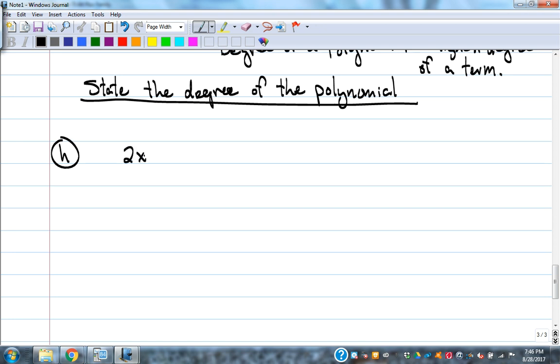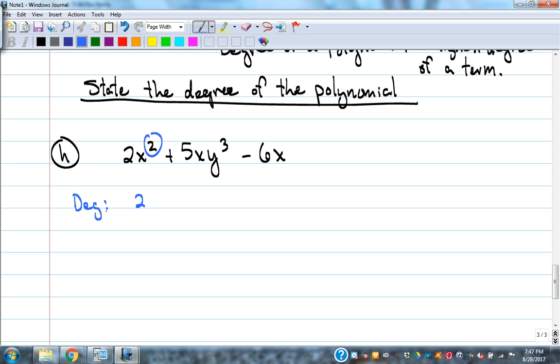So here we go. We've got 2x to the second, 5xy to the third, minus 6x. Okay? So we want to state the degree of the polynomial. So this polynomial has how many terms? 3. There are 3 pieces that are added or subtracted together. So that means we need to find the degree of each of the 3 terms. So the first term, 2x squared, has only one variable on it. What's the exponent on that variable? 2. So the degree of that term is 2.